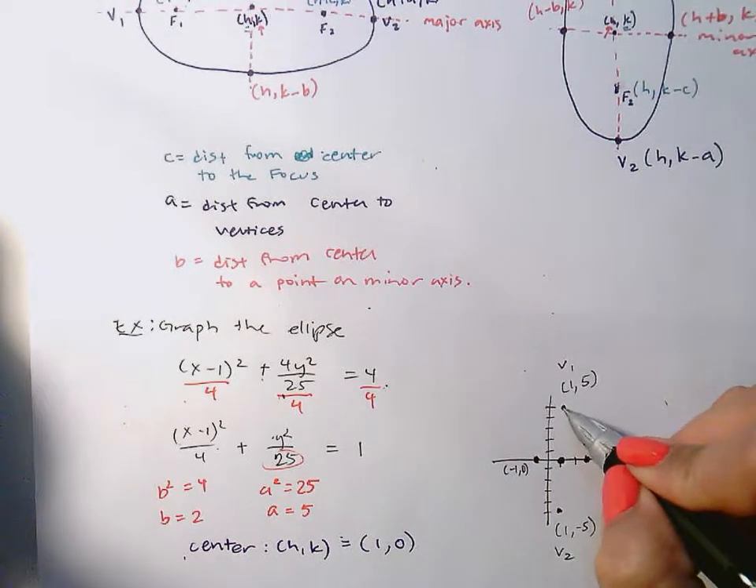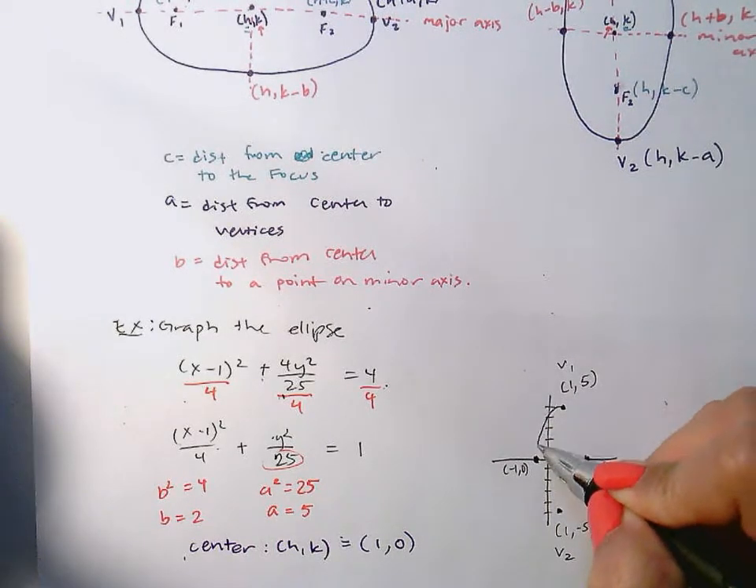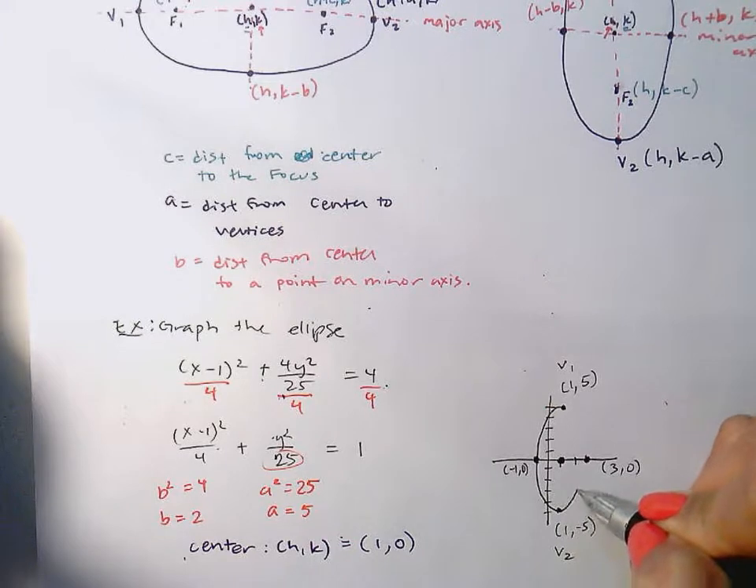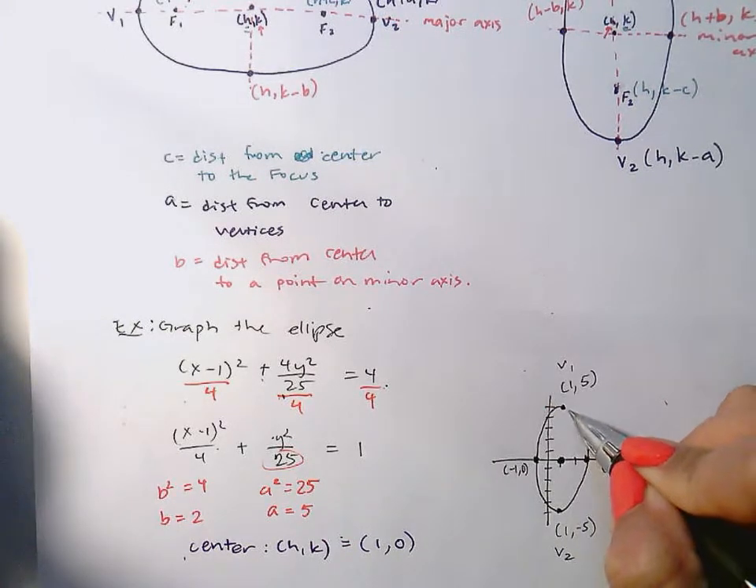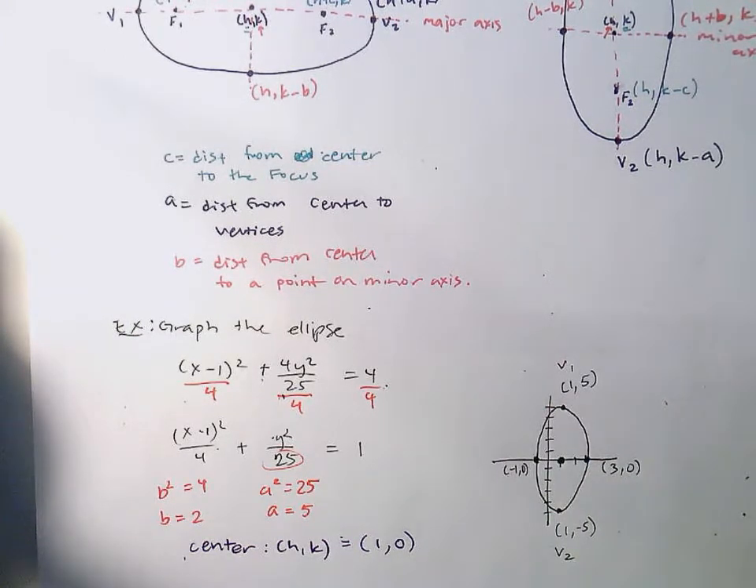And then you go and connect these 4 points, making sure that it doesn't look like a diamond, so it has to be rounded off at the vertices and at these points as well.